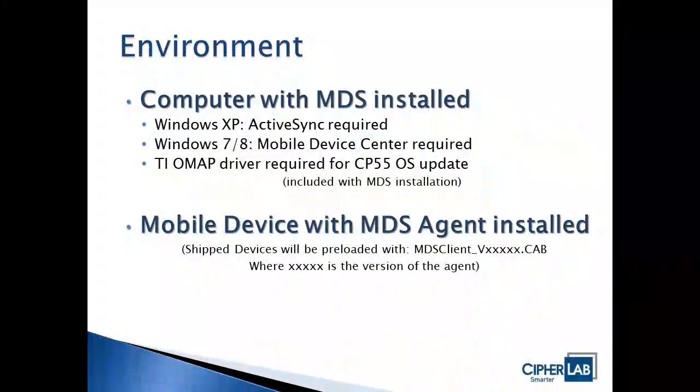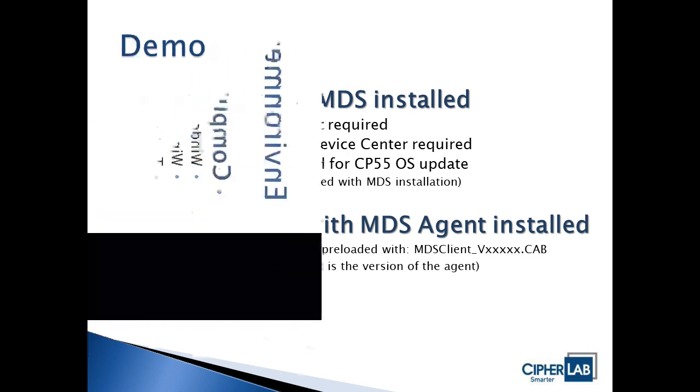So now with the environment that you need, basically you need a computer that's installed with MDS. For XP we use Active Sync, for Windows 7 or 8 we use Mobile Device Center, as you know. We also in the installation install an OMAP driver for the CB55 operating system. It's a TI tool. In the mobile device you'll have an MDS agent installed. So all the devices we're shipping will have these preloaded, and it's roughly MDS client with a version number. So depending on what terminal and what version, these things will be different.